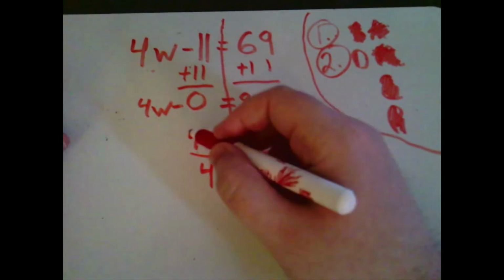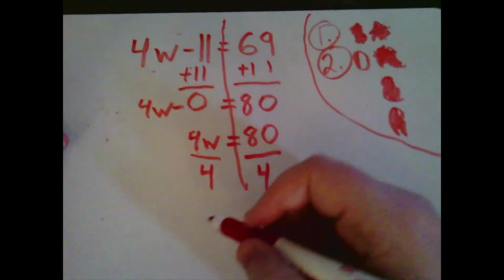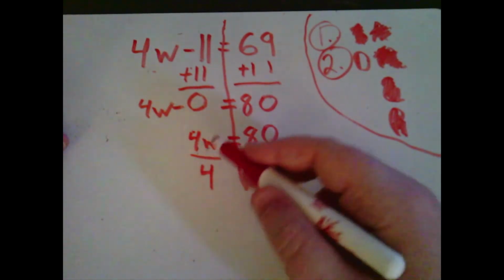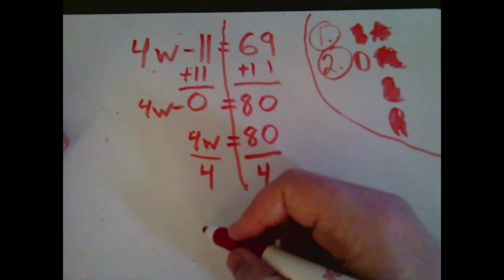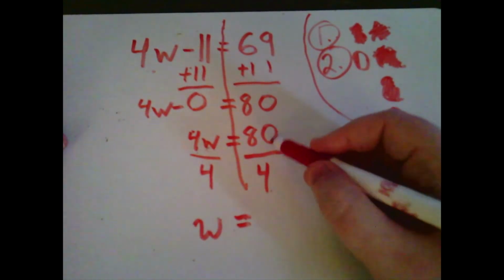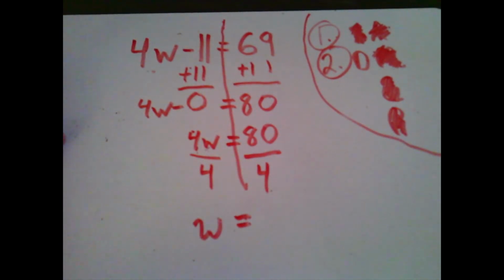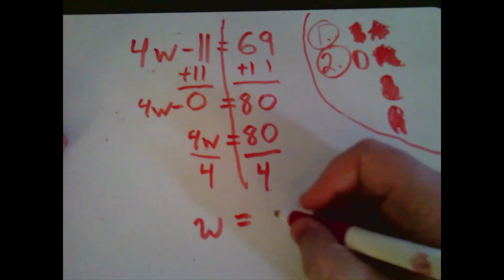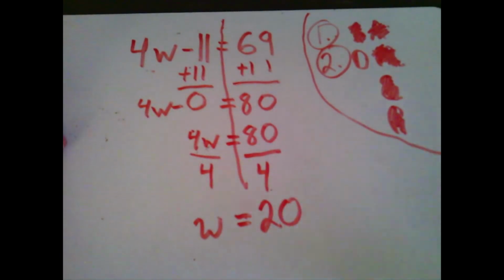4w divided by 4 would just be w, because 4 divided by 4 is 1. 1 times w is just w. And 80 divided by 4, well, 4 times 10 is 40, so 4 times 20 is equal to 80. So 80 divided by 4 is, in fact, 20.